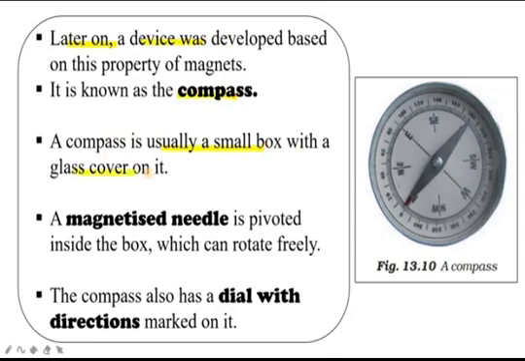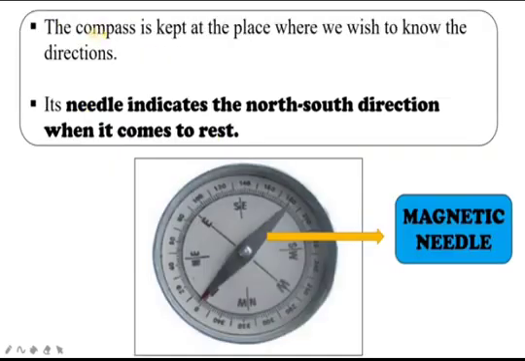A compass is usually a small box with a glass cover on it. This is the compass. This is a magnetic needle, pivoted inside the box so that it can rotate freely. The compass also has a dial with the directions marked on it. It's like a dial watch, and all the directions are marked.